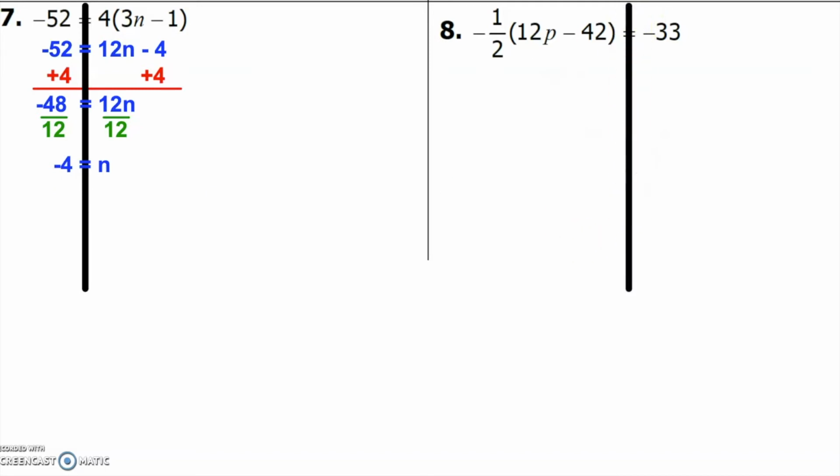Okay, when I split that equals here, I'm distributing a negative 1/2 to 12p minus 42. So negative 1/2 times 12p becomes negative 6p. A negative times a negative here becomes a positive, and half of 42 is 21. And I bring down the negative 33. Now I can subtract 21 from both sides and be left with negative 6p equals negative 54. When I divide by negative 6, I'll get a negative divided by a negative, which is a positive 9.